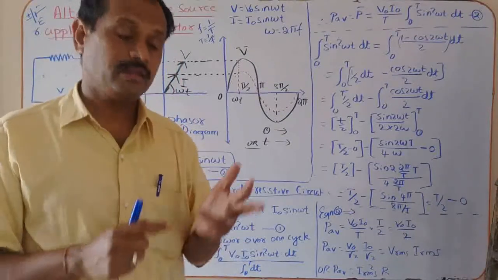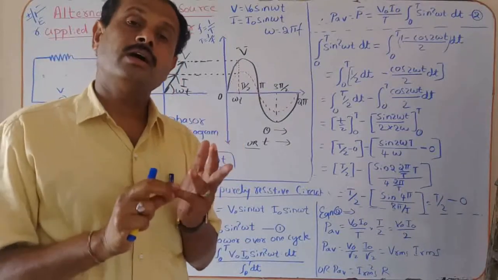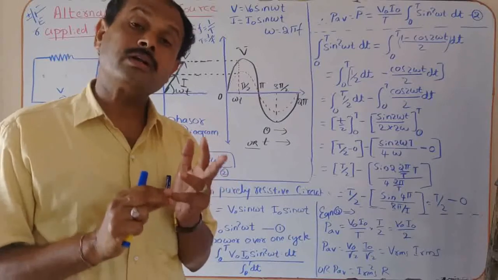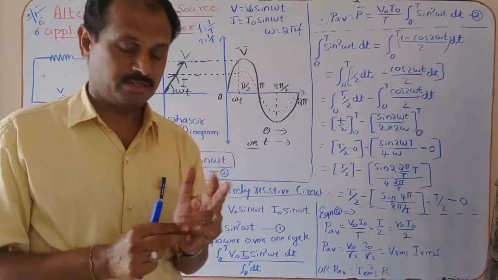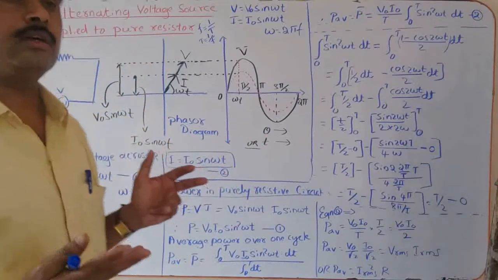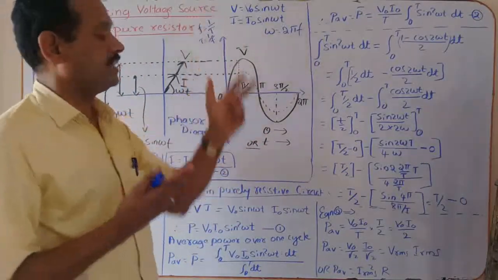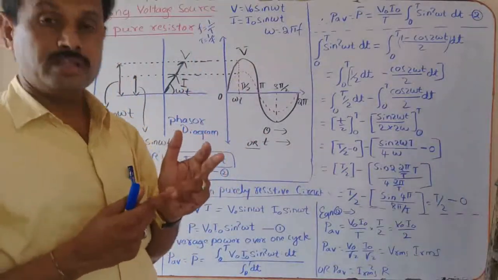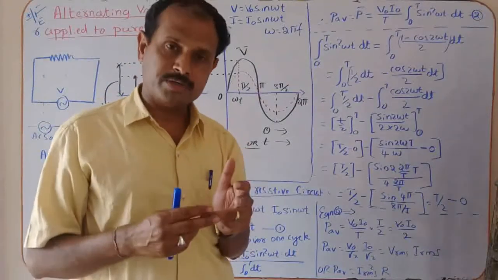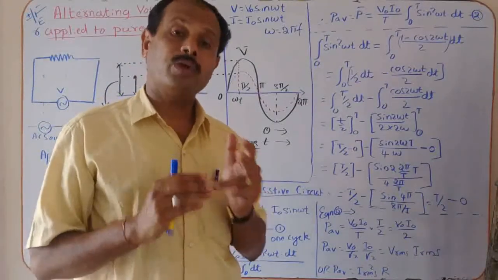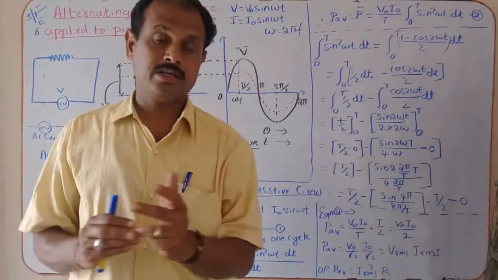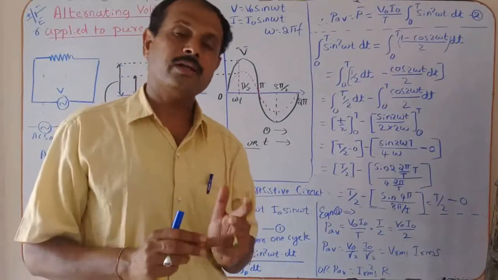First you have to apply the alternating voltage across the pure resistor. This is the first point. And then what is the EMF, that is the instantaneous voltage equation? What is the instantaneous current equation? How does it behave? What is the power in the AC circuit which contains a purely resistive circuit?